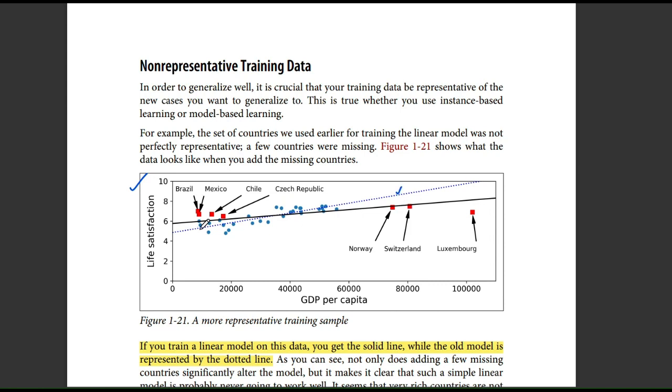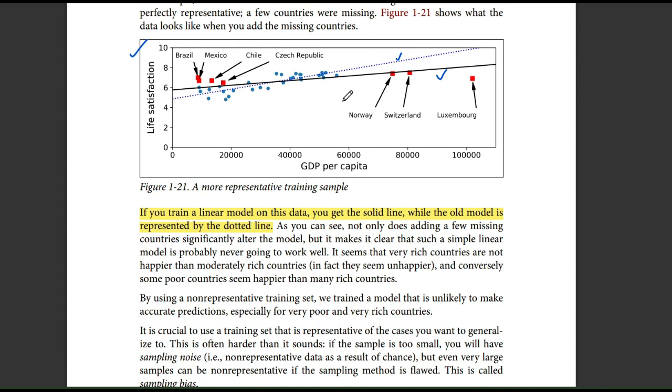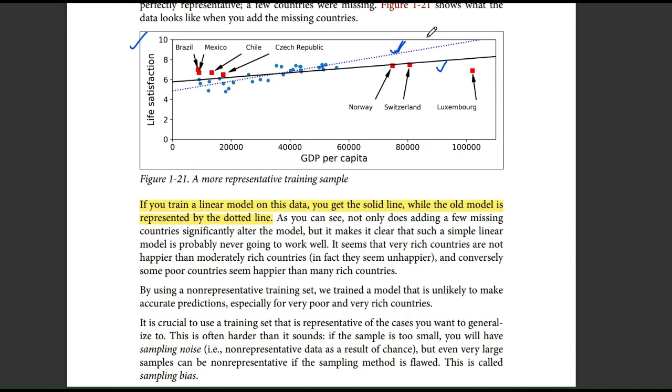Next is non-representative training data. In order to generalize well, it is crucial that you have data of all types. For example, we had this kind of data set, and we tried to fit this blue line on it, but when we are provided with some more instances, we find out that this black line fits the data set better than the blue one.